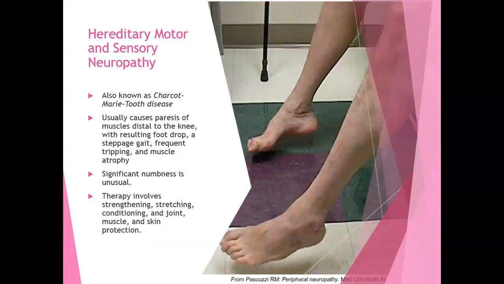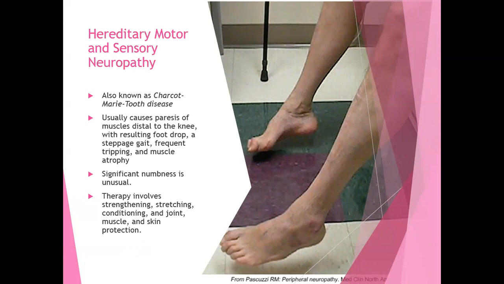There are hereditary motor and sensory neuropathies. Sometimes they're called HMN, hereditary motor neuropathy, or CMT, Charcot-Marie-Tooth disease. And Charcot, you'll see a lot of neurological things named Charcot. He was a French neurologist in the 1800s who characterized a lot of these diseases.